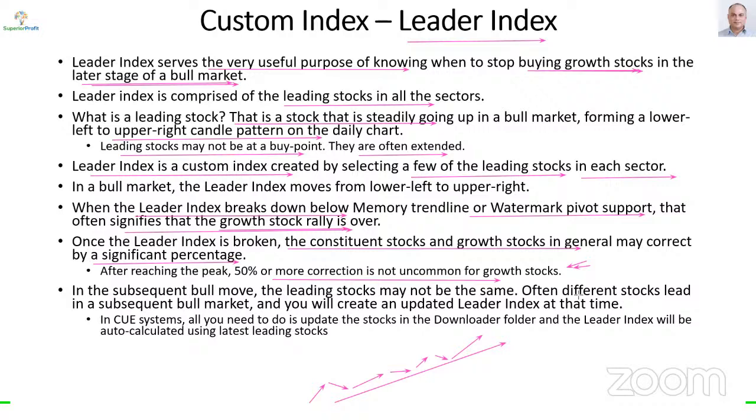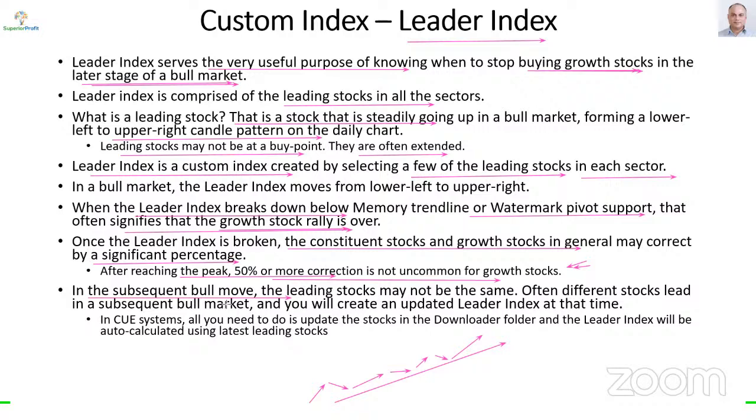And how do we know when to stop or slow down buying growth stocks? That's by studying the overall leader index. If the leader index is broken, we certainly slow down, may even stop buying growth stocks. And then another new bull market will start. In the subsequent bull move, the leading stocks may not be the same. Usually they are not the same.